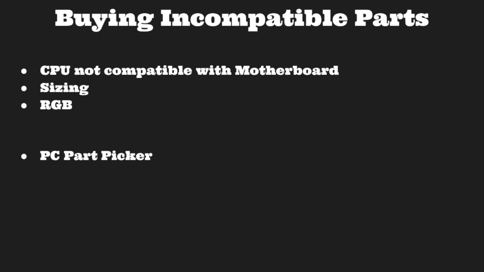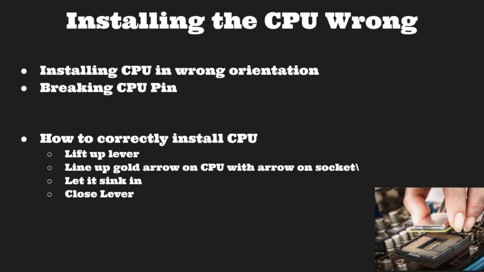Next, another common mistake that beginners do is installing the CPU wrong. Now, the way that this happens is when people accidentally install the CPU in the wrong orientation. And another common mistake is when people accidentally break the CPU pin. Now, obviously, to avoid this, you want to ensure that you don't touch the bottom of the CPU whatsoever, as you don't want to be messing around with any of the pins, as it could damage and harm your CPU.